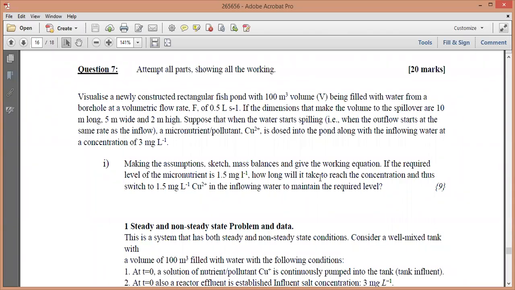And now the aim is that once you reach 1.5 milligrams concentration within the reactor, you're going to switch your dosing of that copper from 3 milligrams per liter to 1.5 milligrams per liter, to suit the concentration of copper in the pond. So you're trying to achieve a case where you have your CI equal to your C0, where C0 is the concentration of copper in the reactor. Is the question clear?